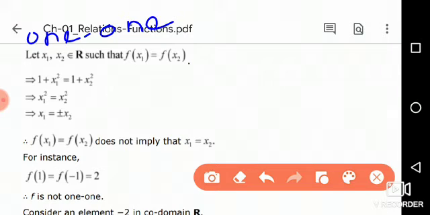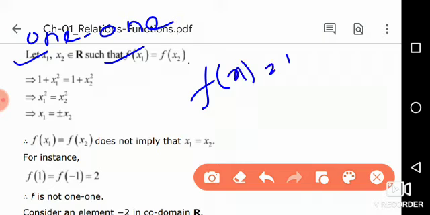To check the injectivity of the function, we start with x1 comma x2 belonging to the domain R such that f of x1 is equal to f of x2. But our f of x is nothing but 1 plus x square. Therefore, f of x1 is equal to 1 plus x1 square. Our left hand side is 1 plus x1 square, which is equal to the right hand side, 1 plus x2 square. By eliminating 1 from both sides, 1 cancels, and we get x1 square is equal to x2 square. Let me solve for x1.